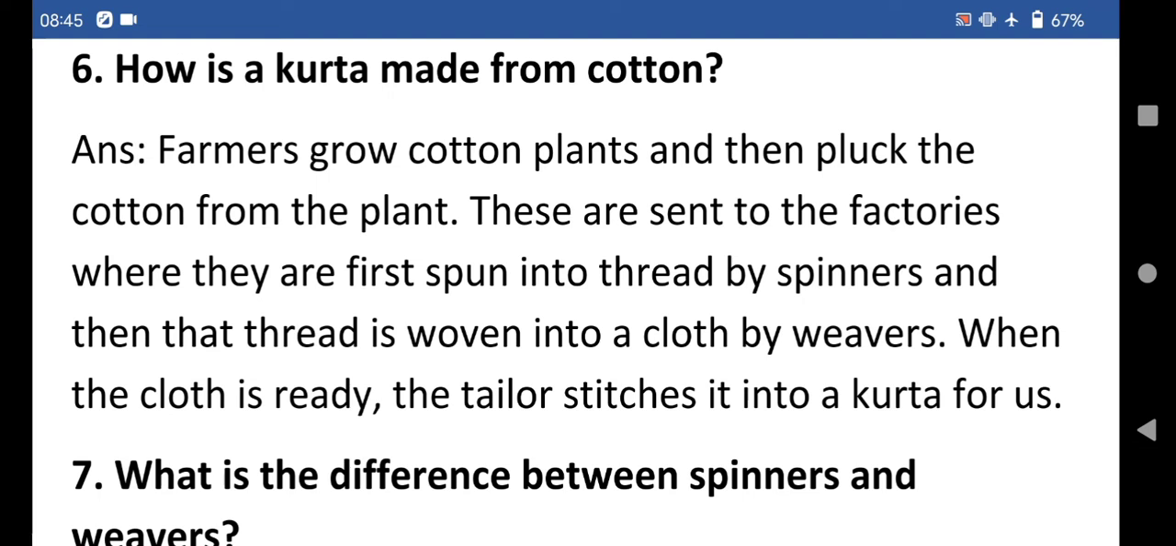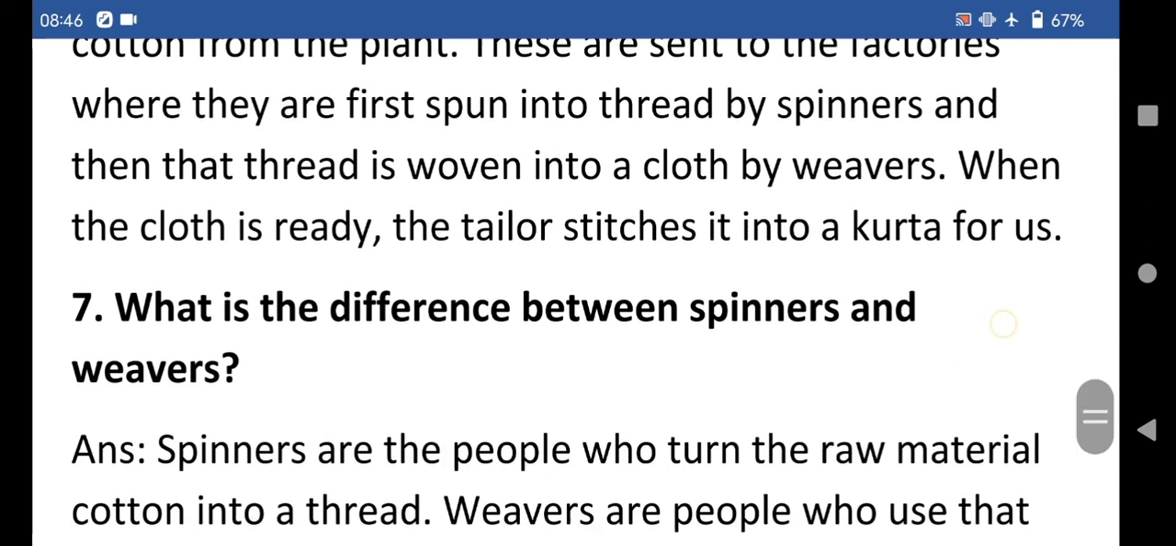And what is the next step? When the cloth is ready, the tailor stitches it into a kurta for us. So when the weavers weave it into a cloth, the woven cloth is sent to the tailor. The tailor stitches the woven cloth into a kurta for us. So the tailor makes the cloth ready as a kurta. So dear children, I hope you understood how a kurta is made from cotton.